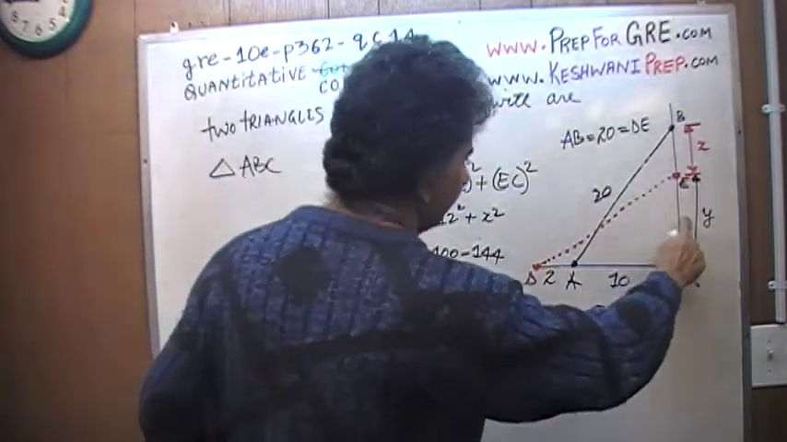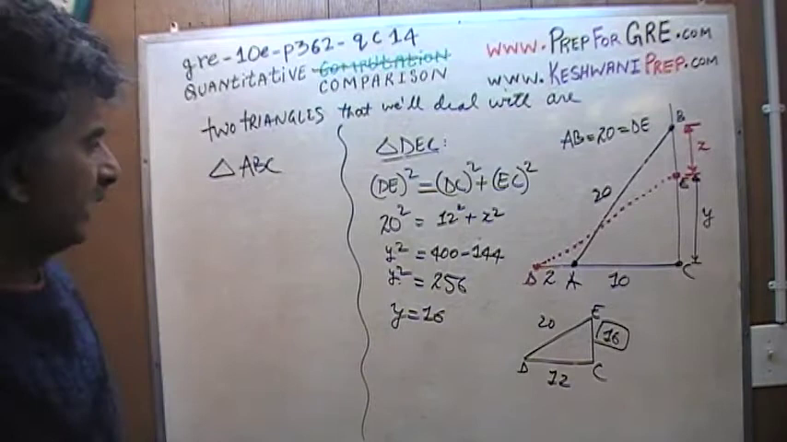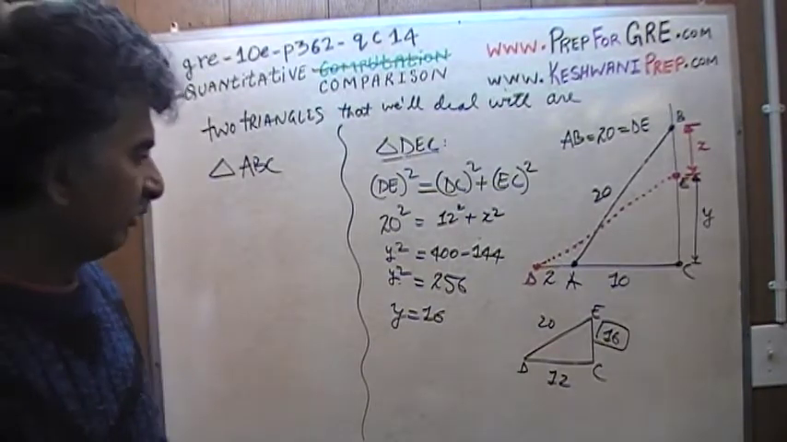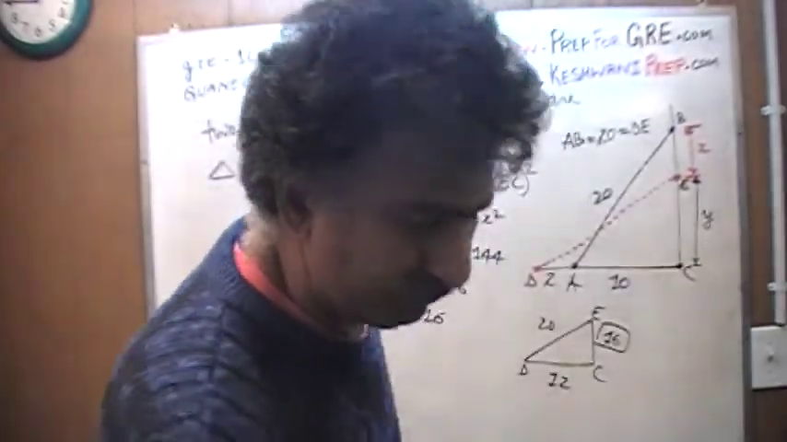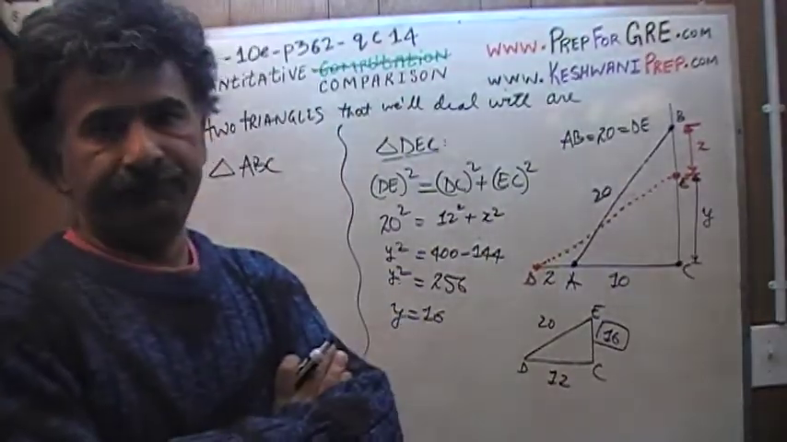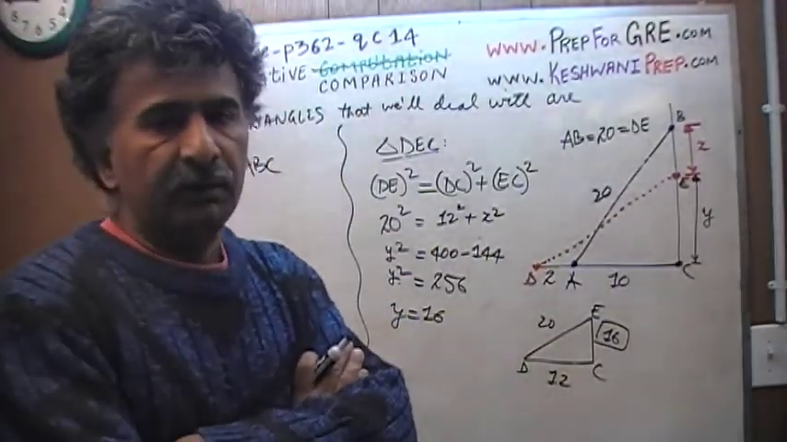Your y right here, that's what we're solving for. And your y happens to be 16. The question is, how could we have figured it out? How could we have ascertained the value of y more quickly? Is there a shortcut? The answer is yes.